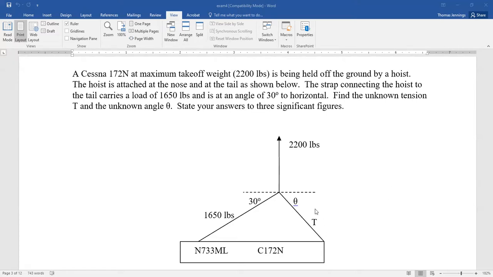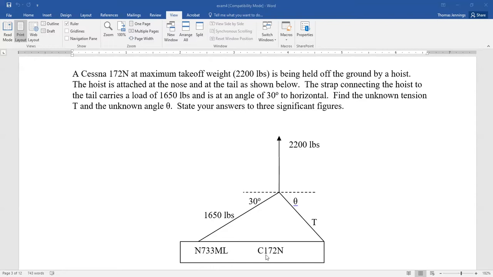So if we look at the situation here, we've got a single lifting point with 2 straps. So we've got a concurrent force problem. All the forces interact at that one point. So if we draw the free body diagram of that one connection point, we'll figure out our forces.